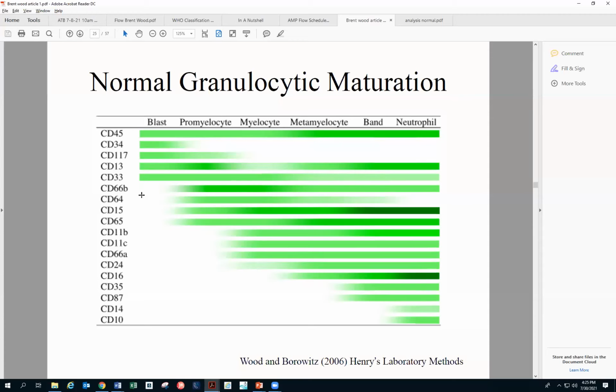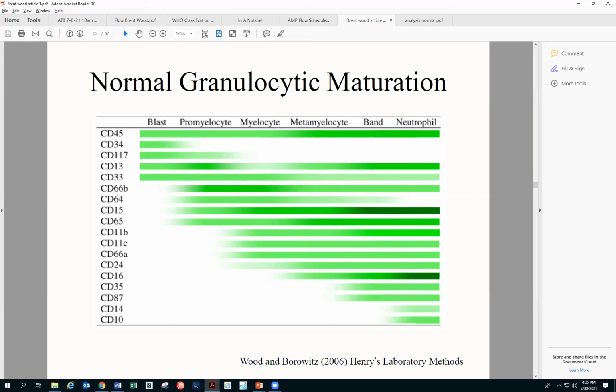CD66B, most of the labs don't use. I don't know if you guys use it, but I would not go into details of CD66B. CD64, as Rajeshwari mentioned, can be seen in the myeloid lineages, but usually it is not seen in the mature neutrophils, and it is seen in the mature monocytes. So that's something you should remember. CD15 is more of a mature myeloid marker. So it is not present in the blast, and it goes brighter and brighter in the mature myeloids or mature granulocytes, for example, neutrophils.